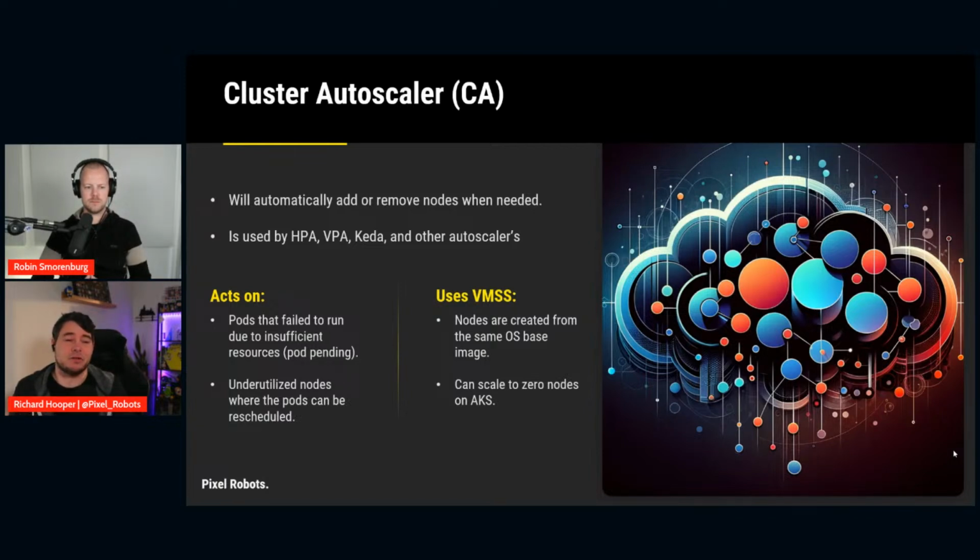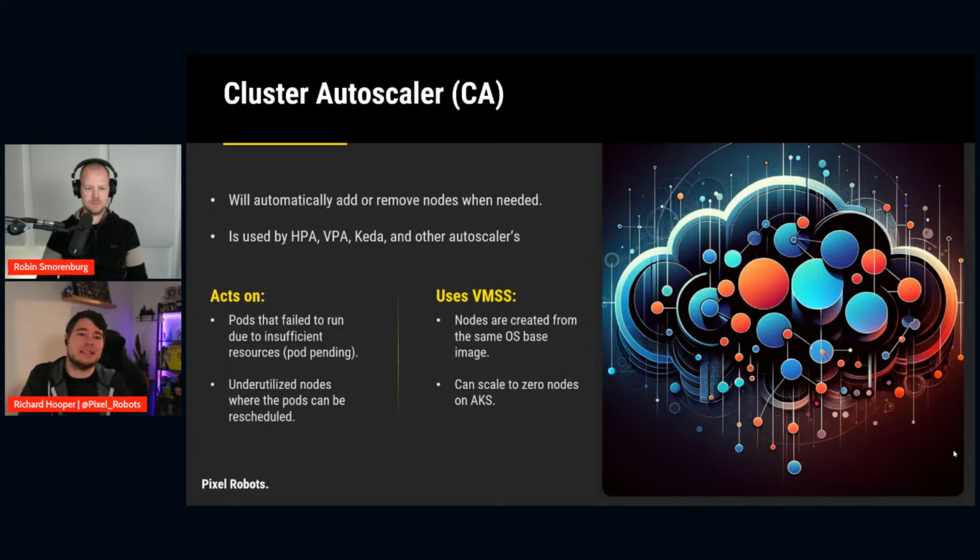In AKS you actually have 2 options. You have deallocate nodes or delete nodes. So with delete nodes, that node goes. With deallocate, it takes the storage and keeps that, and then it gets rid of the virtual machine scale set instance, but that OS disk is still there ready to go. And then when you scale back up, it attaches that OS disk and it scales up within seconds rather than minutes. So that's a really cool feature of the cluster autoscaler.